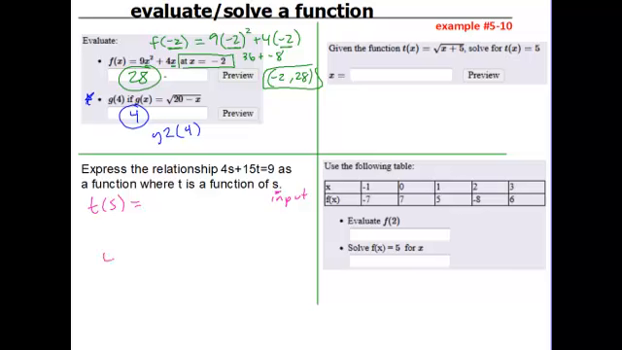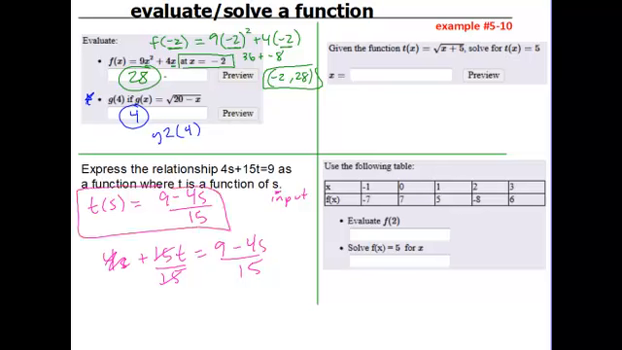So if we take our equation, 4s plus 15t equals 9, okay, we simply need to solve for t. So we subtract 4s from both sides, divide by 15. There is our t value. So our equation is 9 minus 4s all over 15.